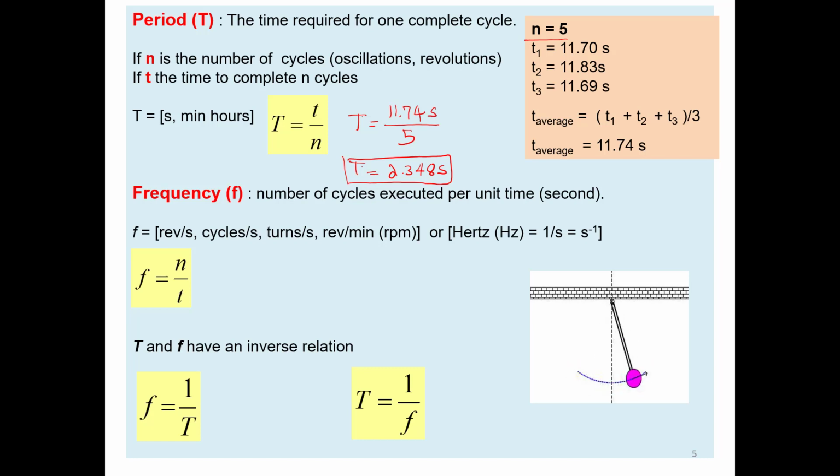This is why the units of frequency can be revolutions per second, because this corresponds to the revolutions or cycles or vibrations. It can also be cycles per second because we have time in the denominator. It can be turns per second and revolutions per minute, and sometimes we write revolutions per minute like that. In some books they wrote it like that.